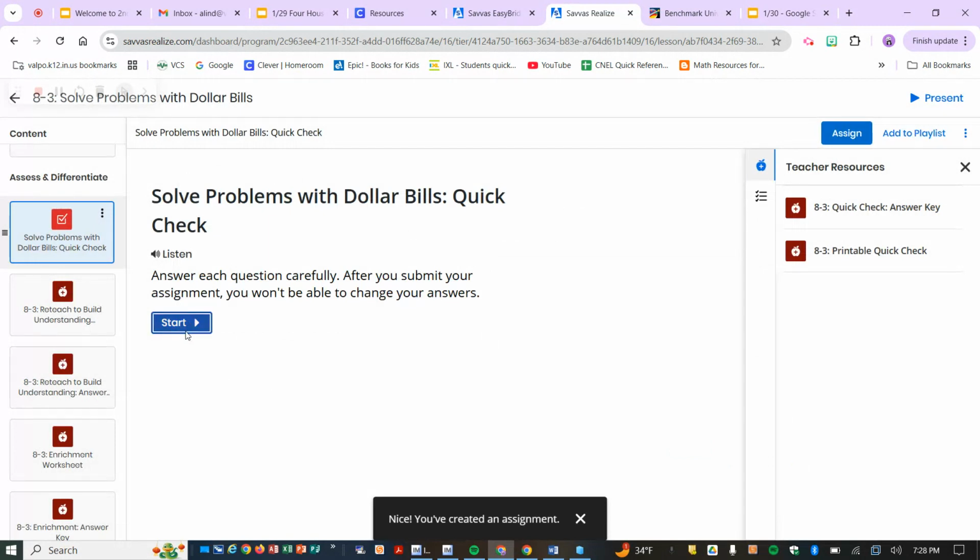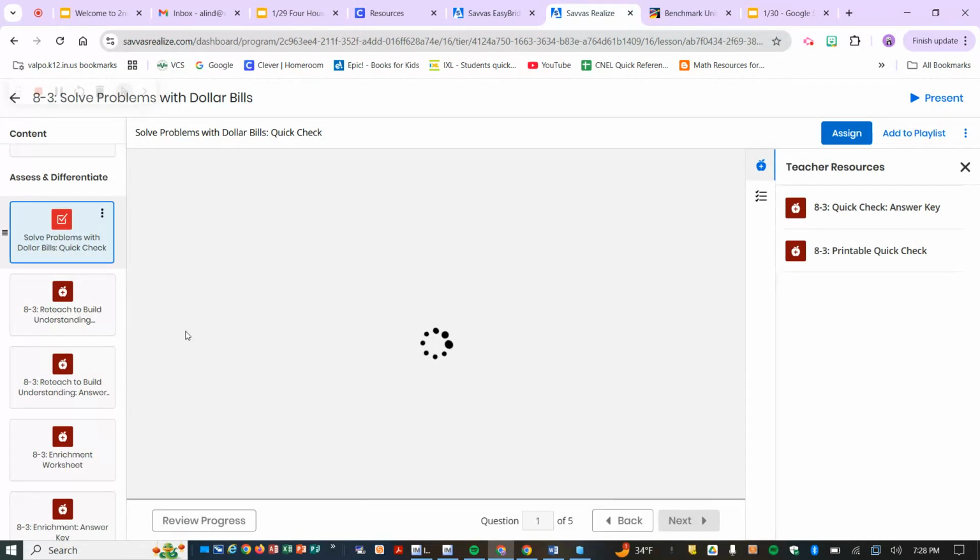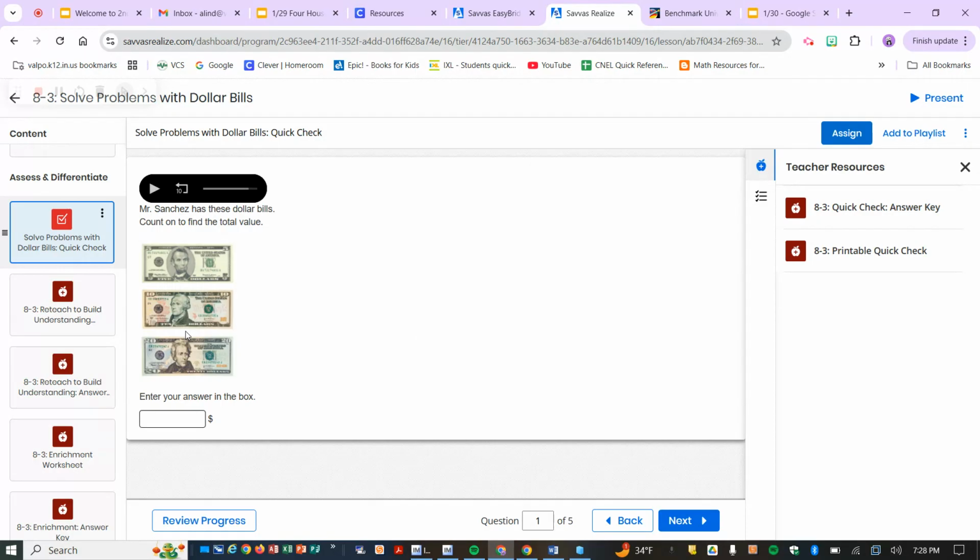Let's look at number 1. Number 1 says, Mr. Sanchez has these dollar bills. Count on to find the total value. Your job is to add 20 plus 10 plus 5. Put your answer in the box.